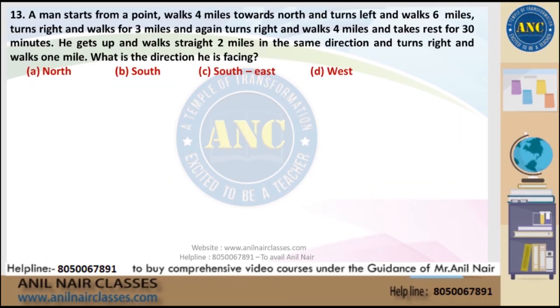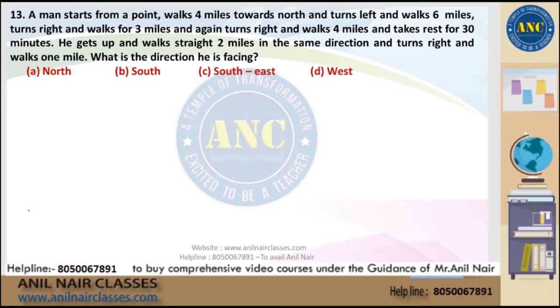A man starts from a point, walks 4 miles towards north, turns left and walks 6 miles, turns right and walks for 3 miles, and again turns right and walks 4 miles and takes rest for 30 minutes. He gets up and walks straight 2 miles in the same direction and turns right and walks 1 mile. What is the direction he is facing?